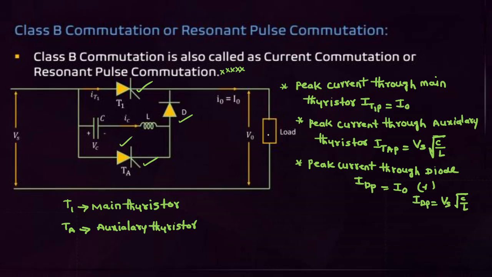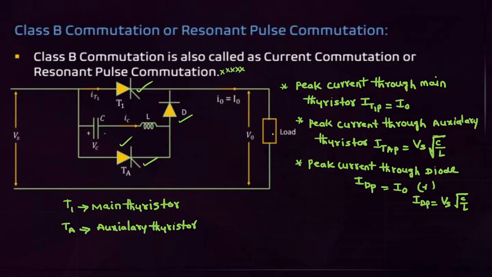For the peak current through the diode, two cases are asked here. If they give the load current, that is correct. If they give only the LC circuit current, that is also correct. Both formulas are correct here, and you have to concentrate on that.